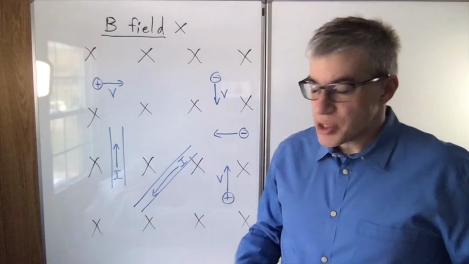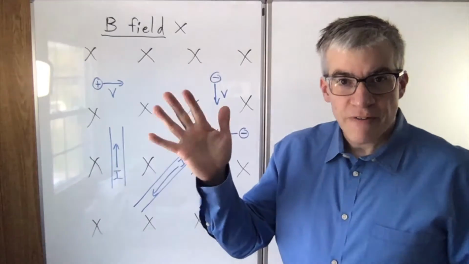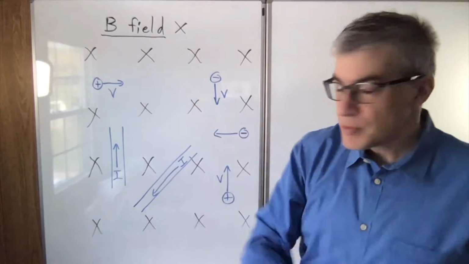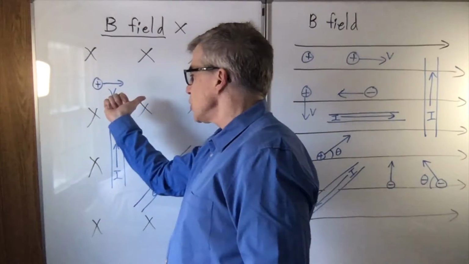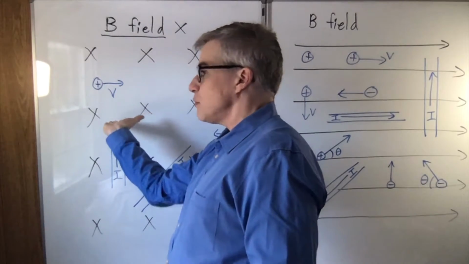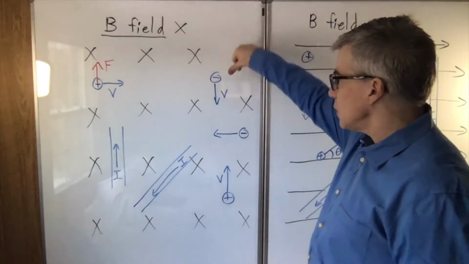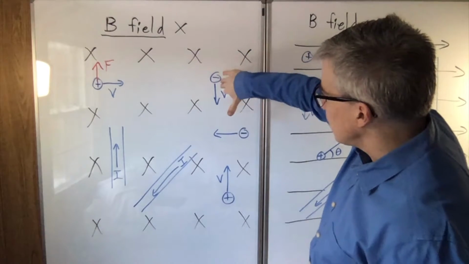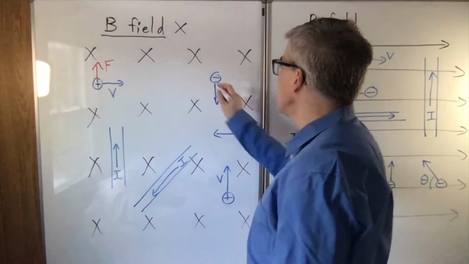For magnetic force, positive charge or current, fingers for velocity or current, palm or field, force. Here we go. Positive charge, velocity that way. Field is that way, force is up. Negative charge, velocity that way. Field is that way. Force is that way, because it's negative.